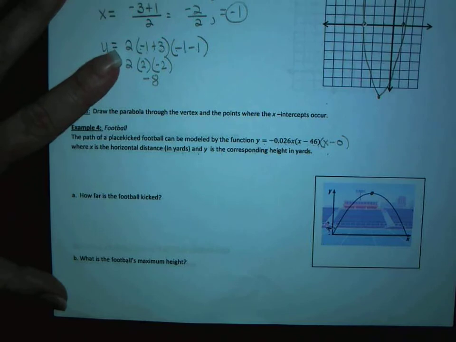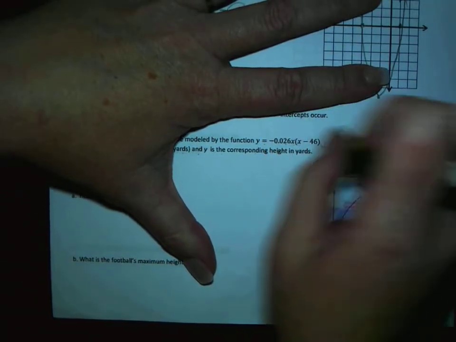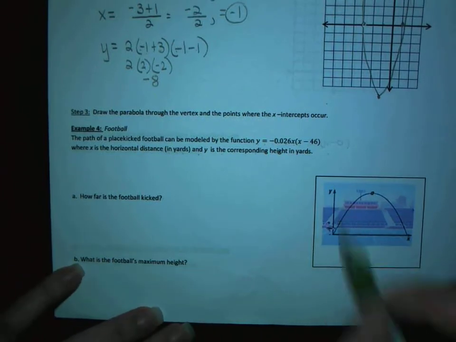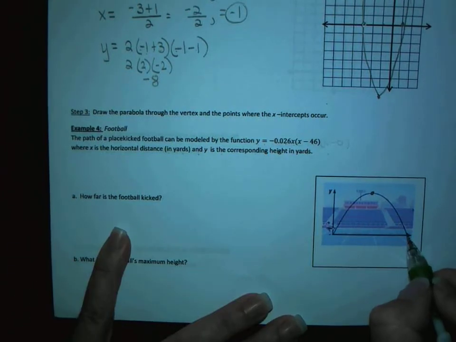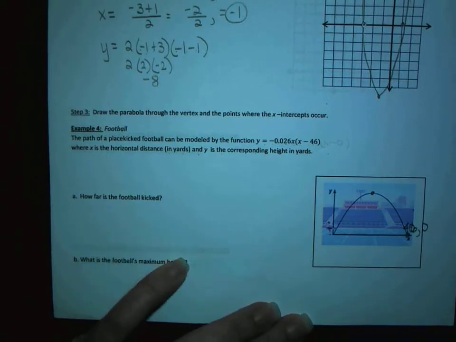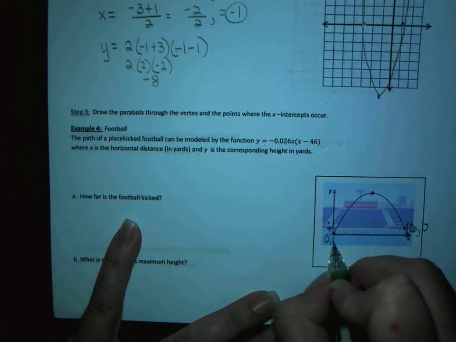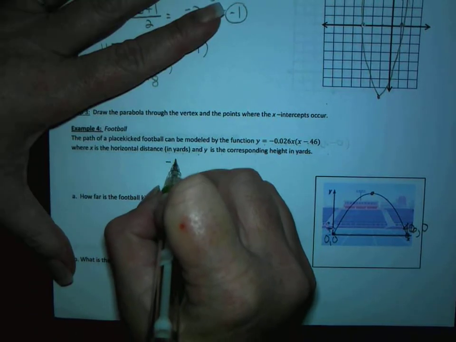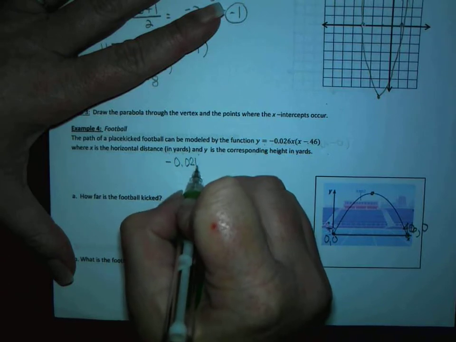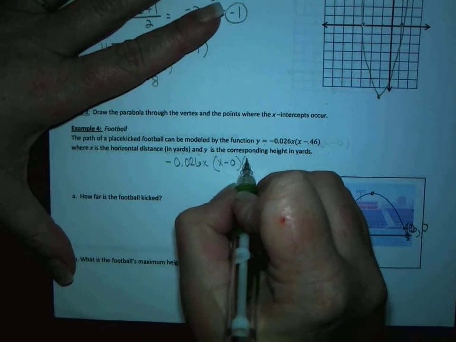Actually, let me take that back and I'm going to erase this. The reason is because I just looked at the picture. So this coordinate over here is actually (46, 0). So this coordinate right here, because there's your x-axis, your y-axis, is actually (0, 0). So we need to actually insert in there an x minus 0 ahead of it.